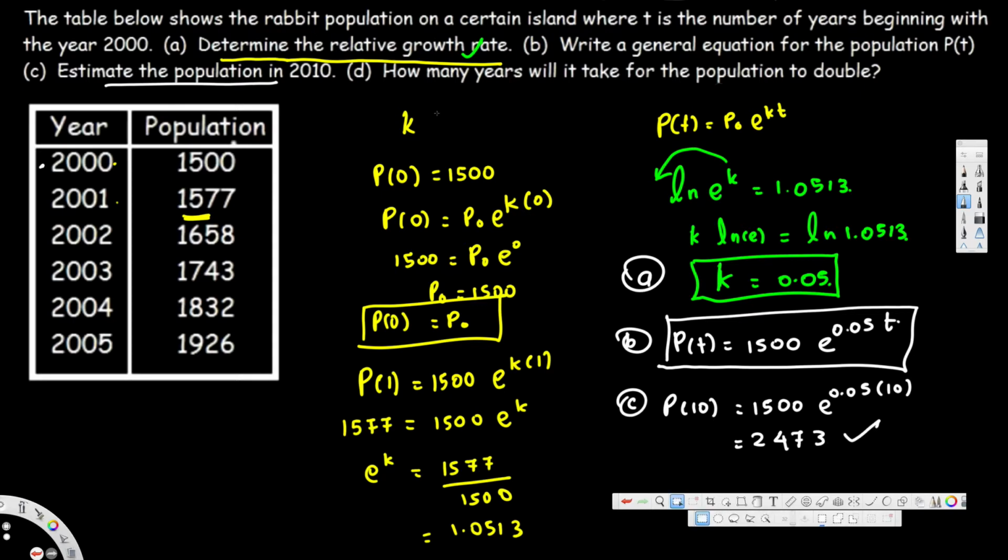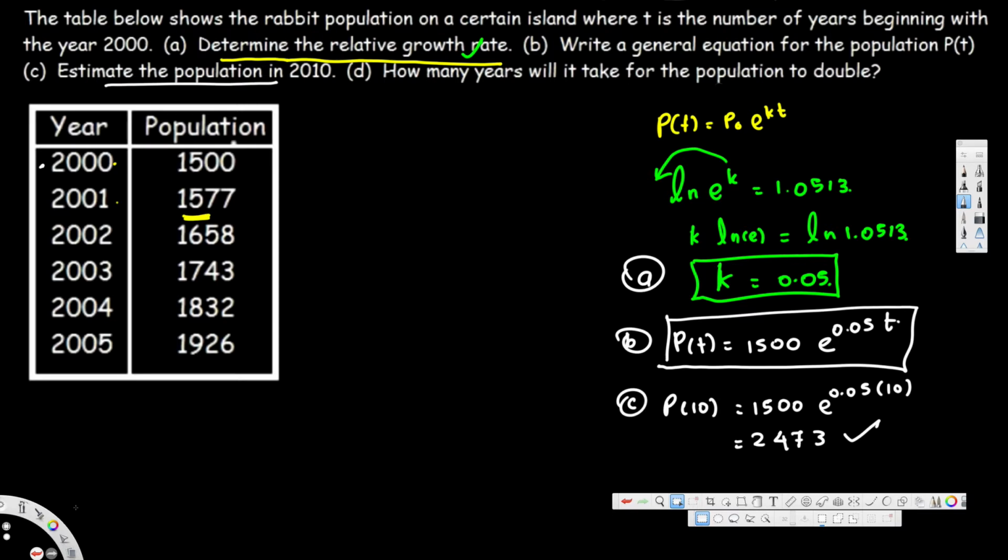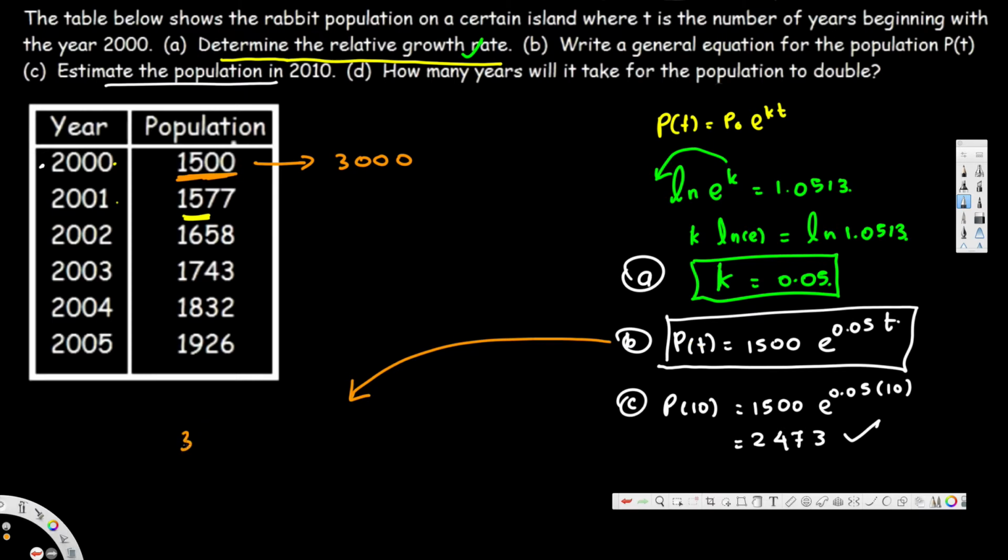Now the next part is, how many years will it take for the population to double? Initially we are starting with 1500. If we double this, that's going to be 3000. So we want to know how many years it's going to take for this to become 3000. We apply that in this equation. Instead of P of t, I put 3000 equal to 1500 e power 0.05t.